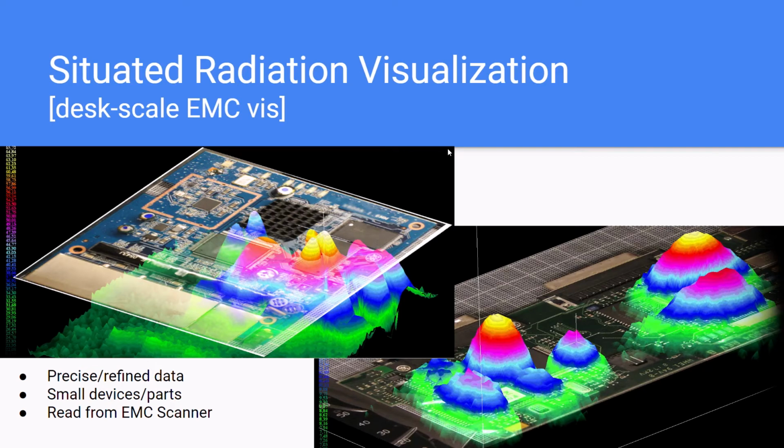The first we named Desk Scale EMC VIS. This one uses the data read from EMC scanners and places them over and around small electronic parts and devices. For this, we intend on using computer vision frameworks such as the Vuforia engine to identify the component being analyzed and select its dataset to be rendered in augmented reality.